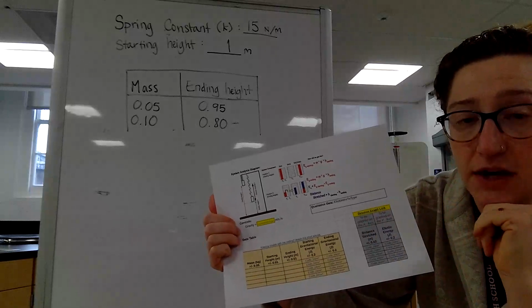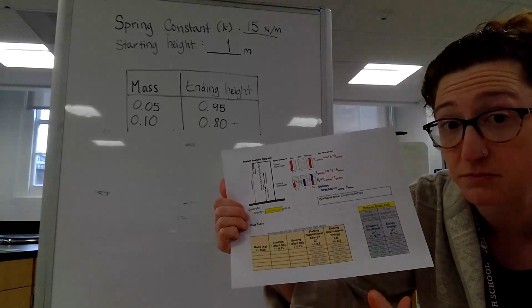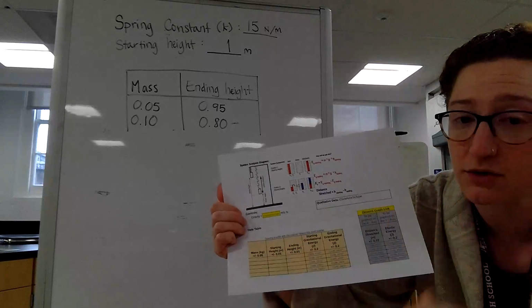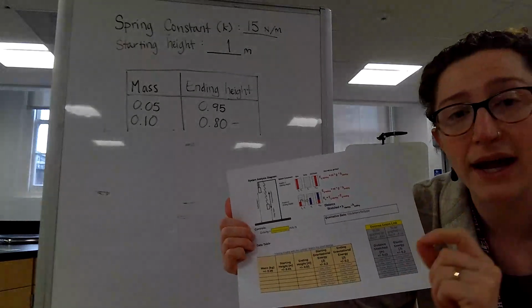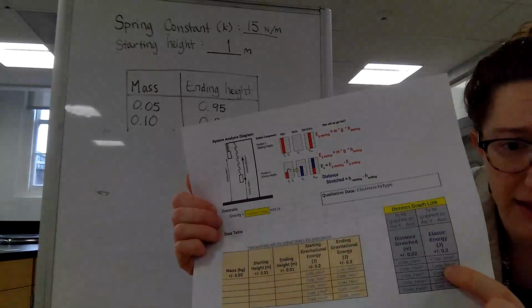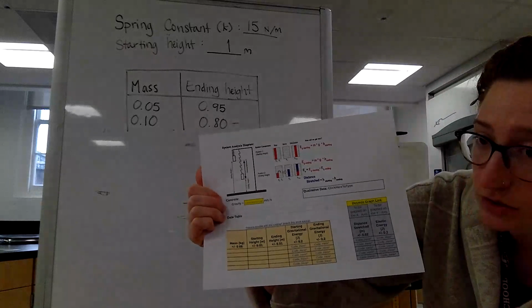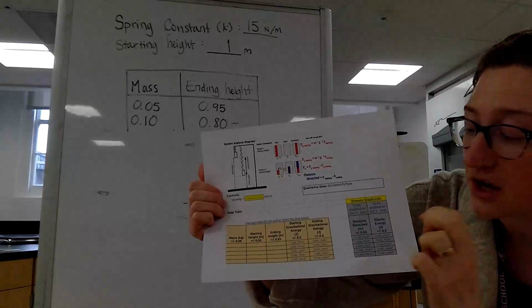All right, so let's say that you've done all of that. There's already a video on Canvas to help you out with that. So I'm going to assume that you have already coded this spreadsheet. What I care about here is the elastic energy, right? How did you get the elastic energy?